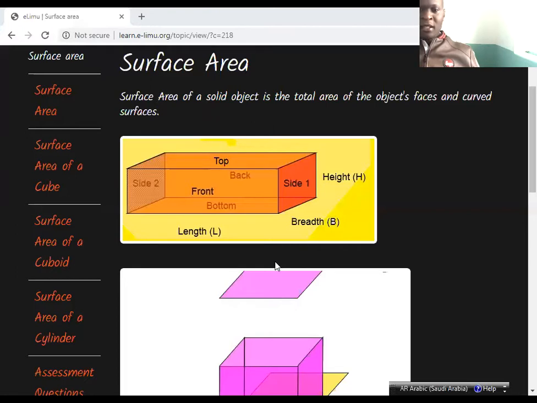So this figure is just a very simple figure, just like a box. I know everybody has seen a box, the carton in which you normally buy sweets. Those are the boxes we are talking about. A box is made up of those measurements.